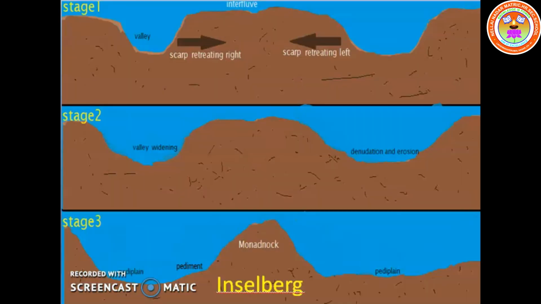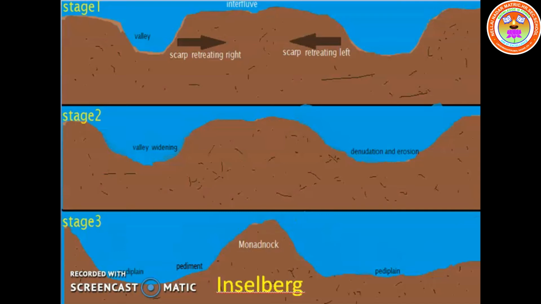Second one is Inselberg. Inselberg is a German term which means an island mountain. Hard rocks like igneous rocks are more resistant to wind action. Such isolated residual hills rising abruptly from their surroundings are termed as Inselberg. For example of Inselberg, Uluru in Australia.